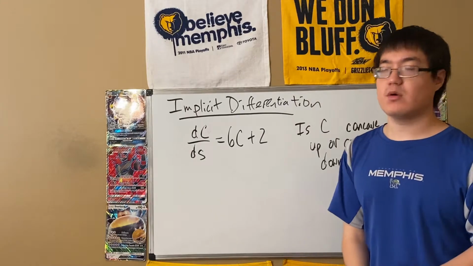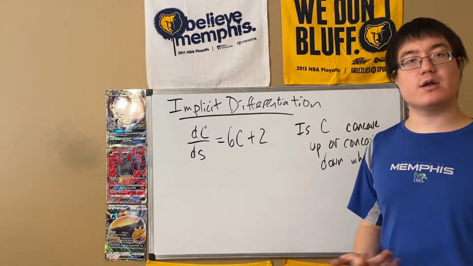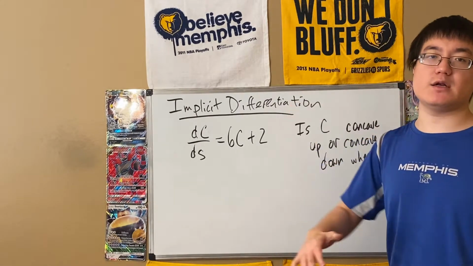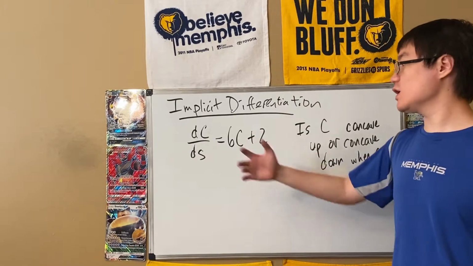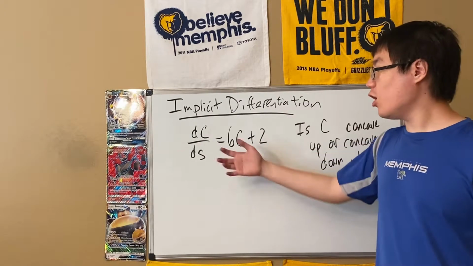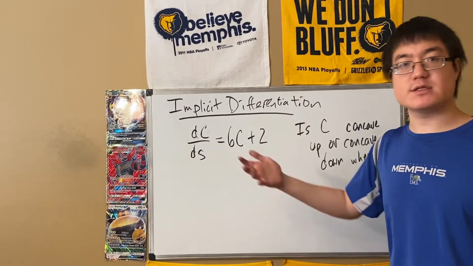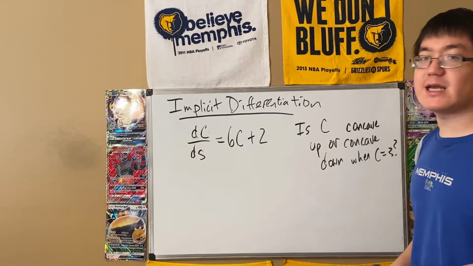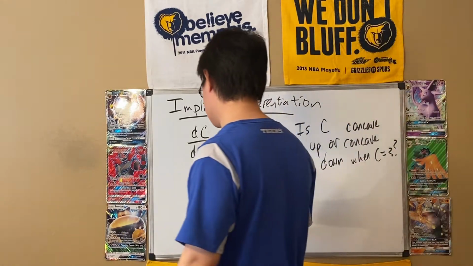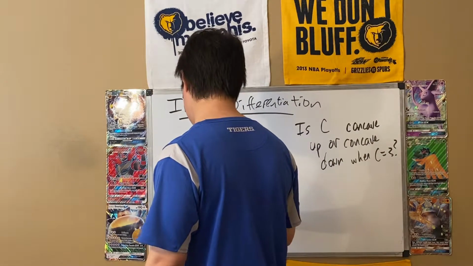So just like normal, when you see concave up or down, what you want to do is immediately find the second derivative. We're already given the first derivative, so all that's required to find the second derivative is to take one single derivative. So let's take that second derivative, d squared c over ds squared.